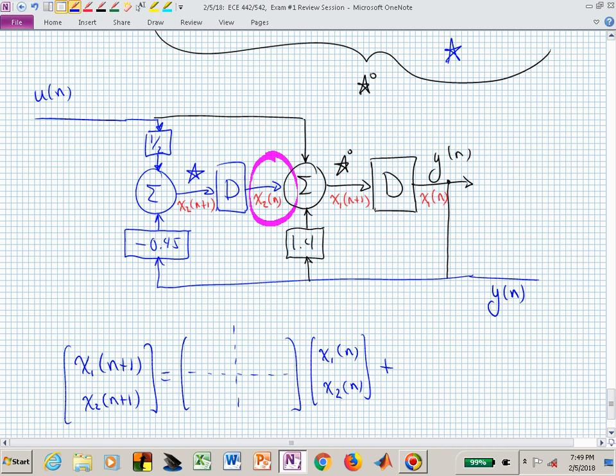Now you need the input matrix times a single input, which is a matrix that's 1 by 1. You need a 1 by 1 matrix times something, giving you a 2 by 1 vector. So what do you multiply by a 1 by 1 to get a 2 by 1?